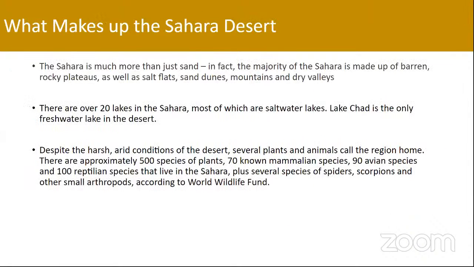Okay, so what are the components of the Sahara Desert? What makes up the Sahara Desert? The Sahara Desert is mostly made up of sand. You find sand almost everywhere. There are rocky plateaus. They also have salt pans, sand dunes, some mountains, and some dry valleys.